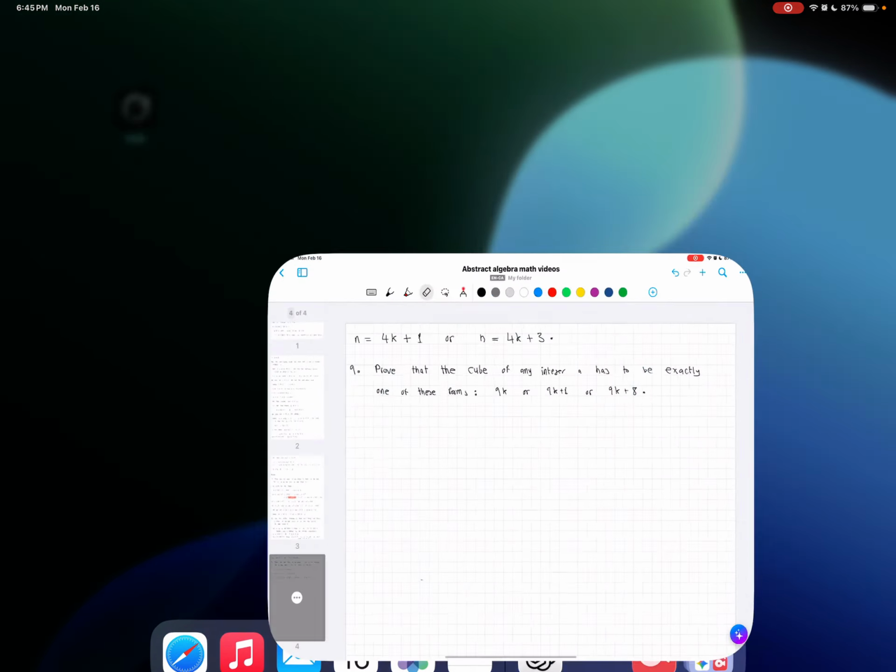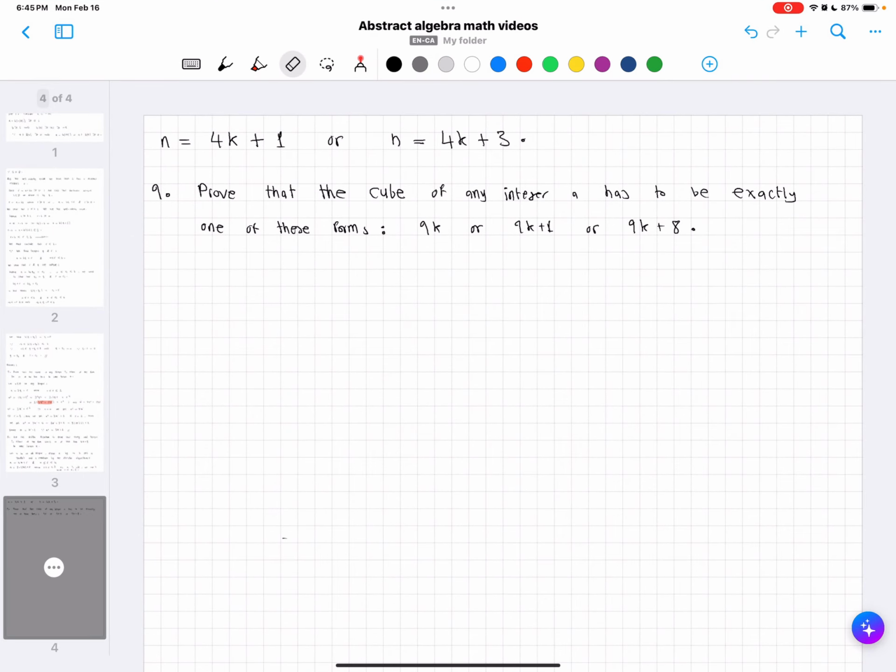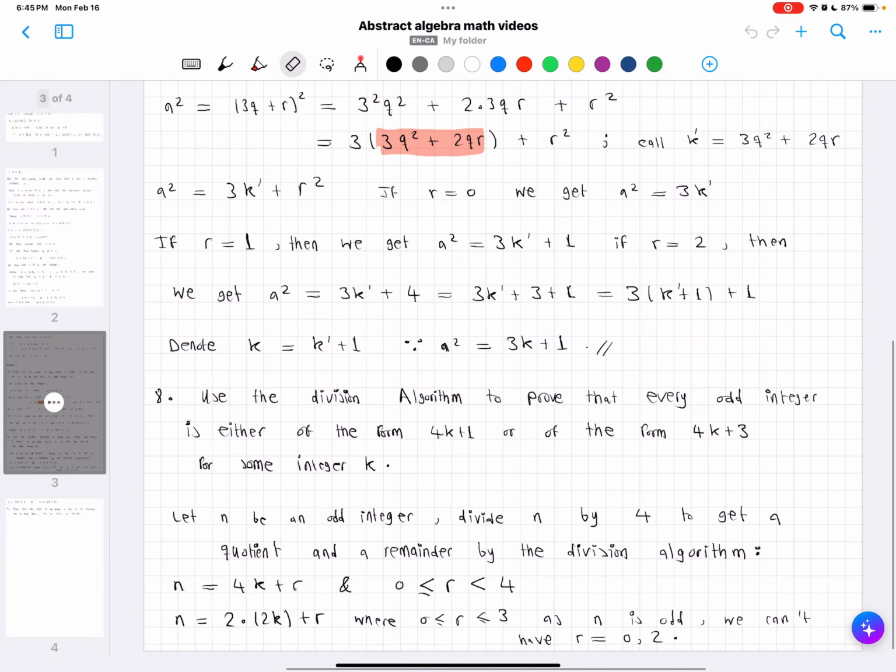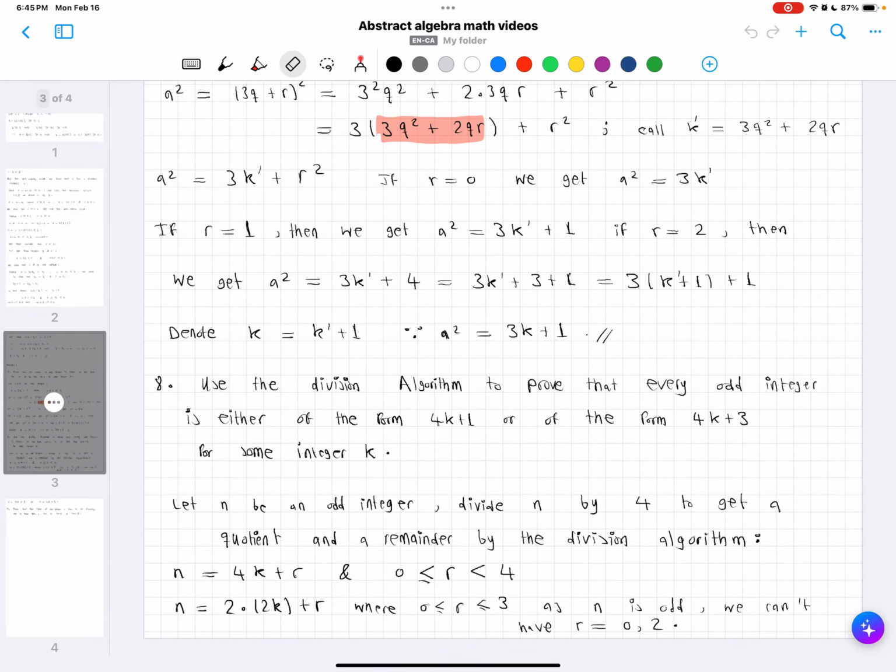Hi everyone. So today we'll be continuing with the problems of Thomas Hungerford's book Intro to Abstract Algebra. Number 8 says the following: use the division algorithm to prove that every odd integer is either of the form 4k plus 1 or of the form 4k plus 3 for some integer k.